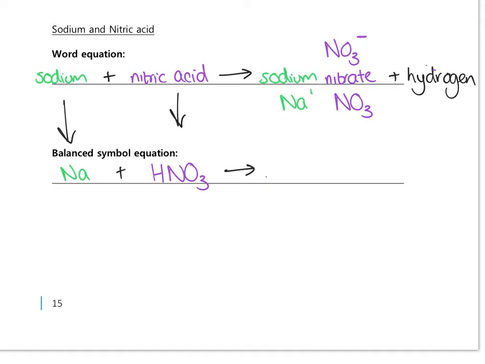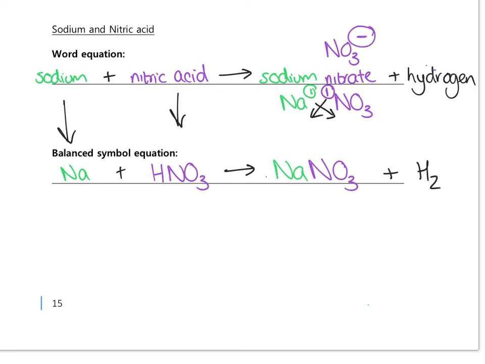Then let's get our valencies. Sodium is group 1, so it has a valency of 1. Nitrate has a charge of minus, so its valency is also 1. So when I swap and drop those ones, I can ignore the ones, and I don't need brackets because I'm not swapping down a number. So it's just NaNO3, plus hydrogen, which is H2, remember, because it's diatomic.